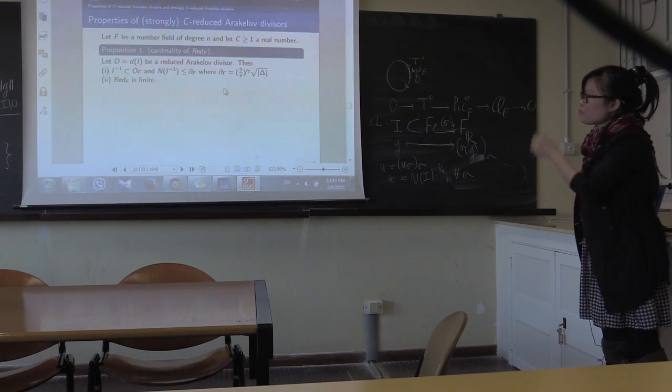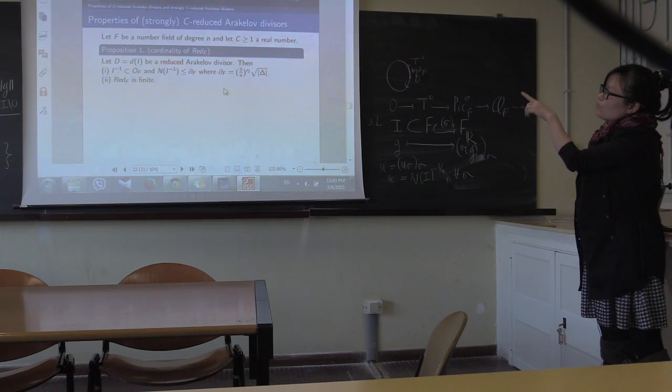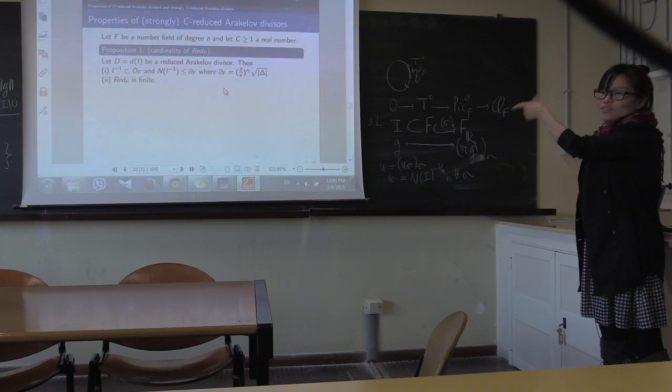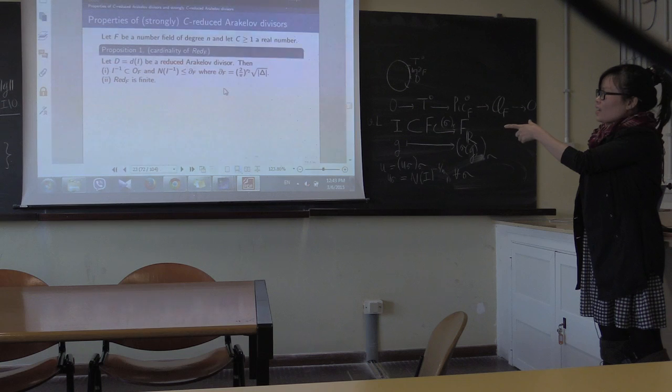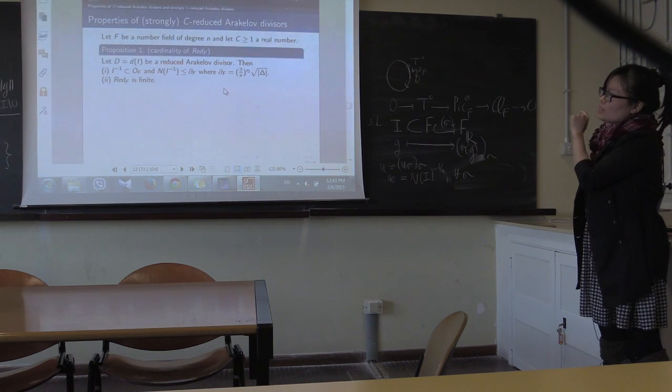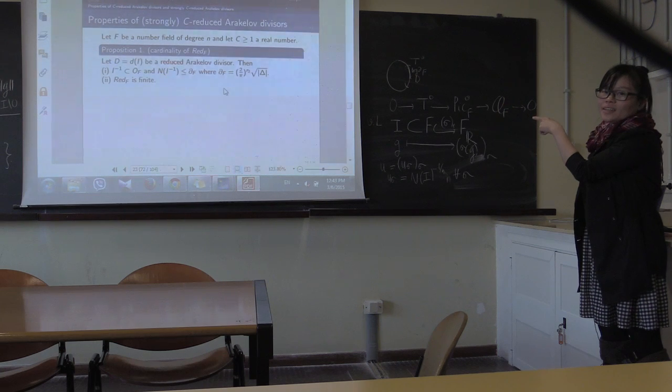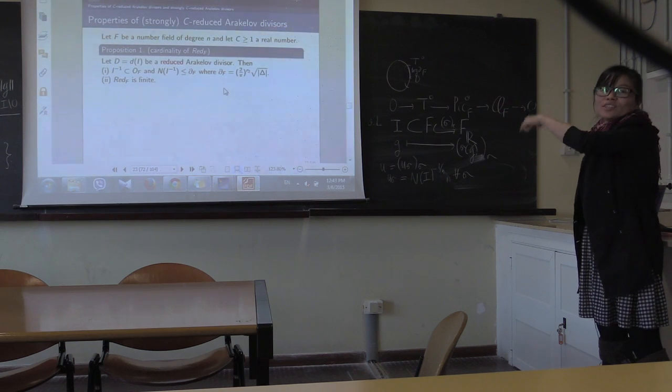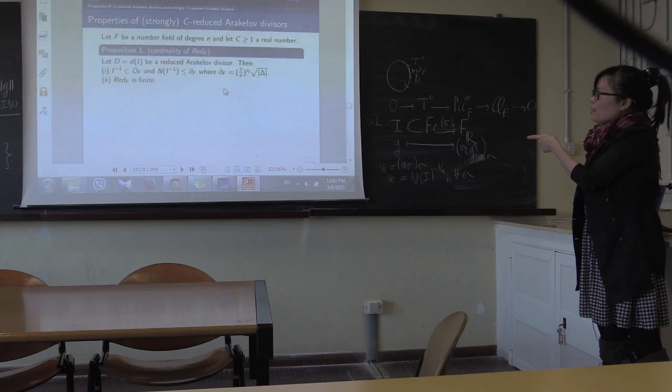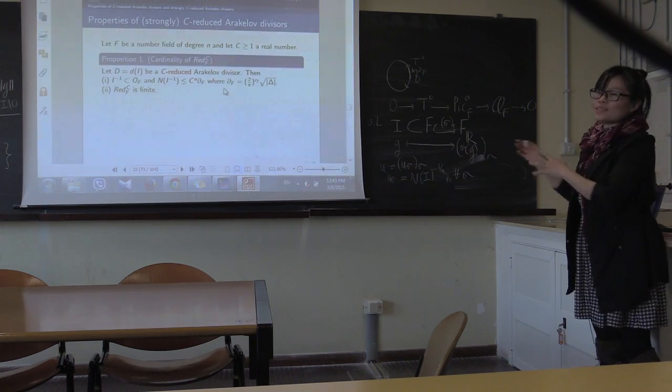And here is some property. This is the property for reduced. Actually, we call you this for reduced. For reduced divisor, then we have the provision so that they are finite. This is, we saw it before. And for C reduced, we have nearly the same result.